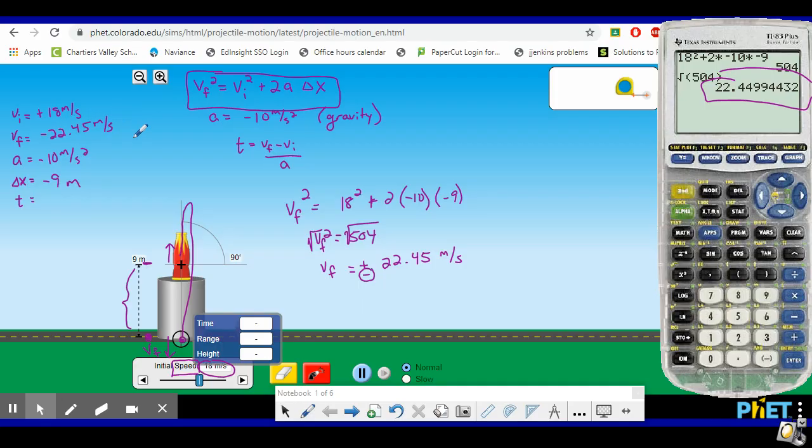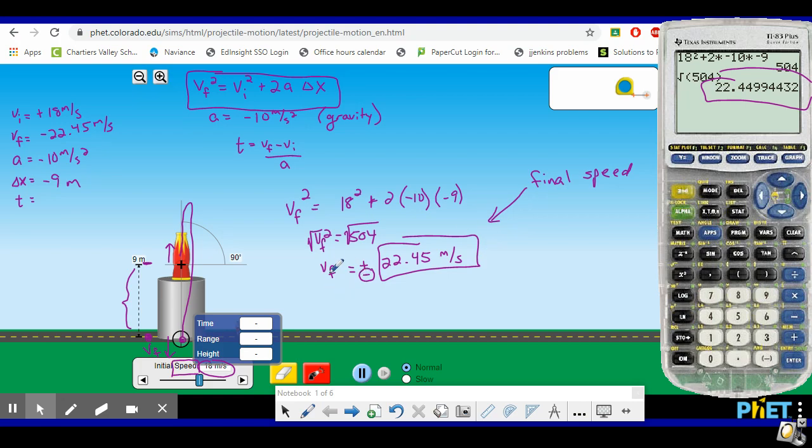Now, in terms of the problems we do in physics, if they asked for final speed, this is like if I take a radar gun and I point it at the object just as it strikes the ground, then the radar gun is just going to tell me 22.45. Think about the speedometer in your car. It doesn't tell you what direction you're moving, it just tells you how fast. So this would be the final speed, and 22.45 is okay.